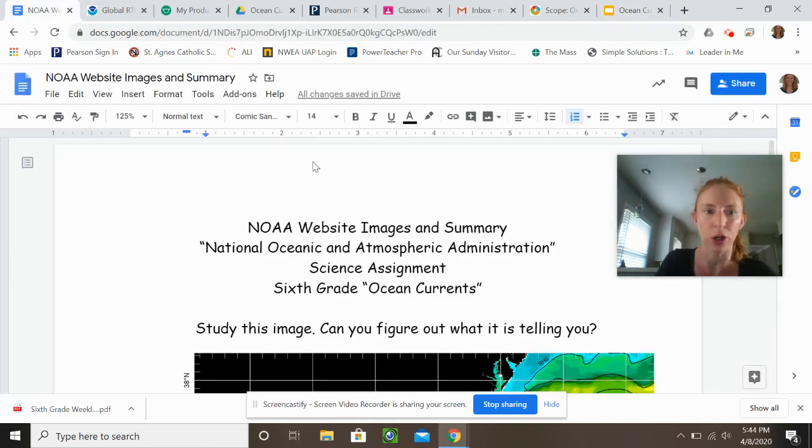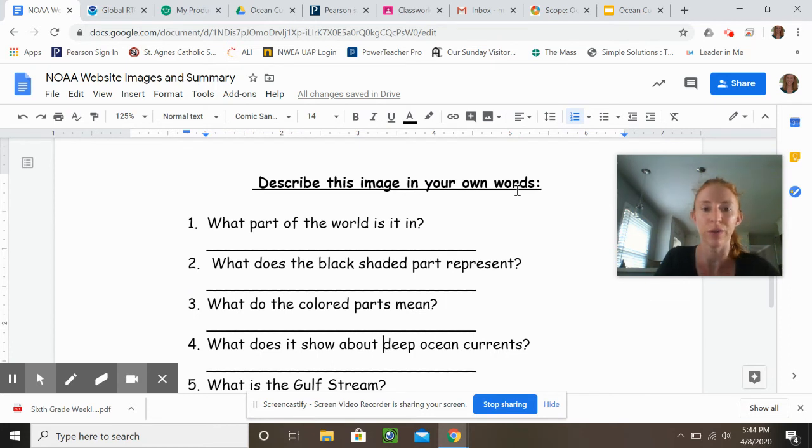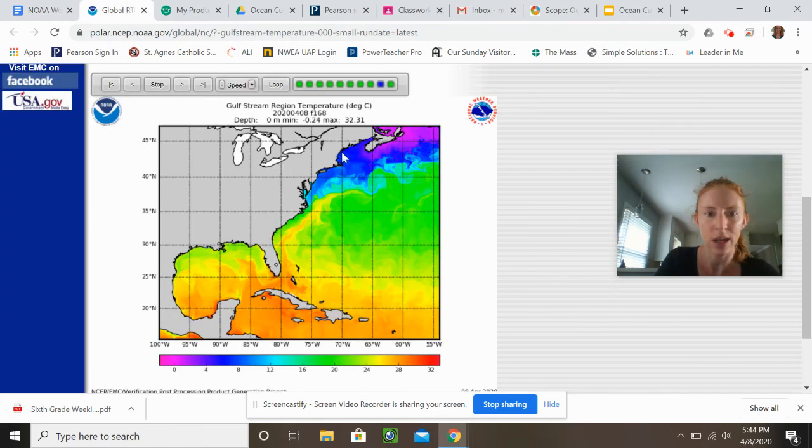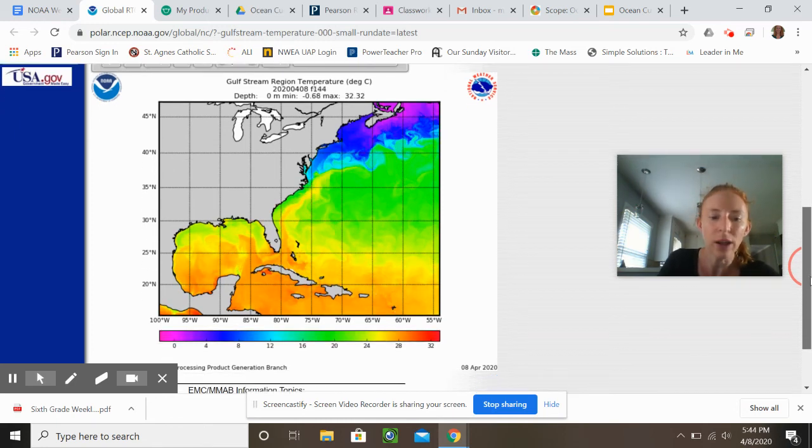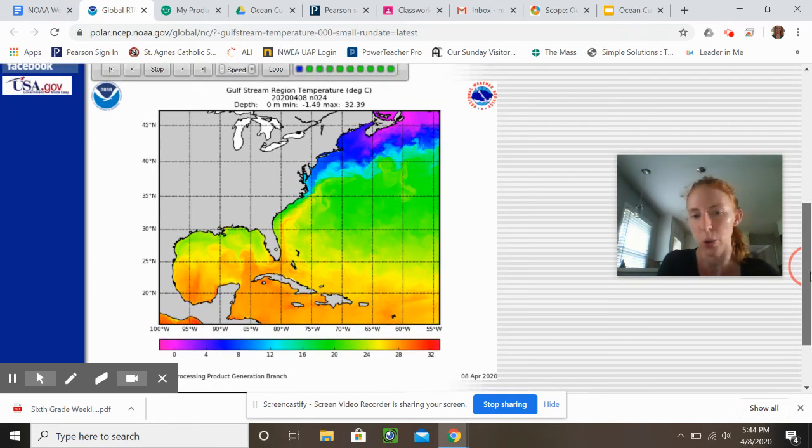But I want to show you this first. It's called the NOAA website images and summary. This is your assignment for this image. You're going to answer these 5 questions, but I want to show you the image first. This is a live image from NASA. I want you to look at the details. You can see this says April 8th, 2020. If you click on it, it'll probably show whatever day you're on. I want you to pay attention to what the numbers at the top with the labels mean. And I want you to analyze the colors and how they're changing and maybe what weather patterns are going on.